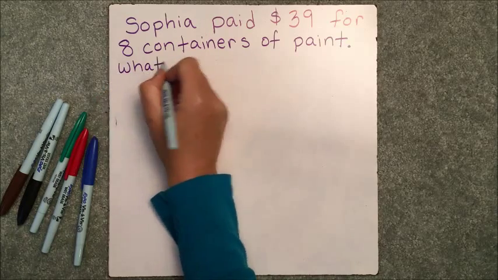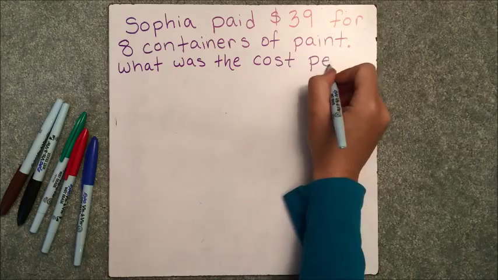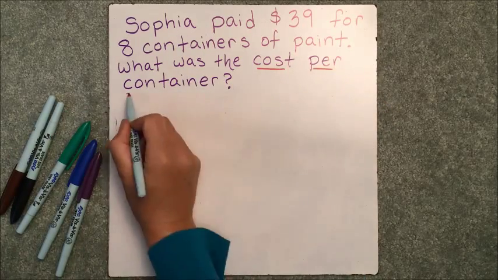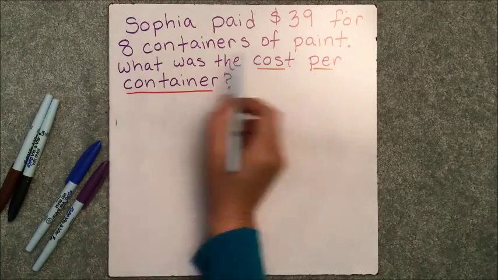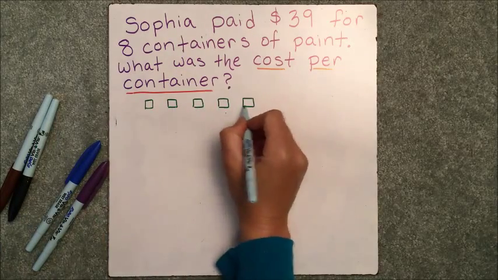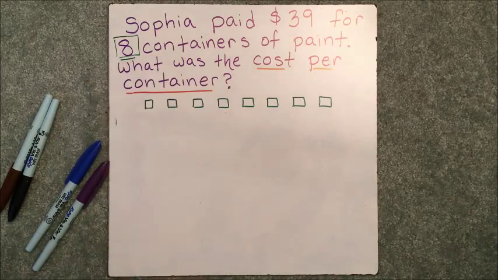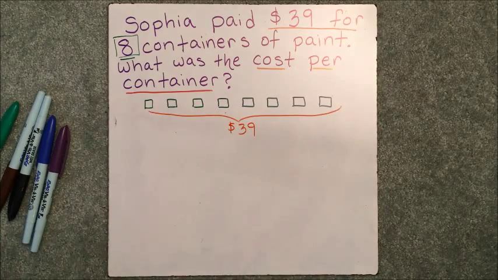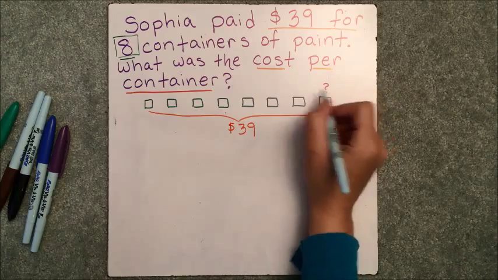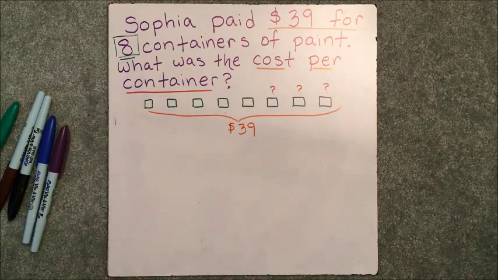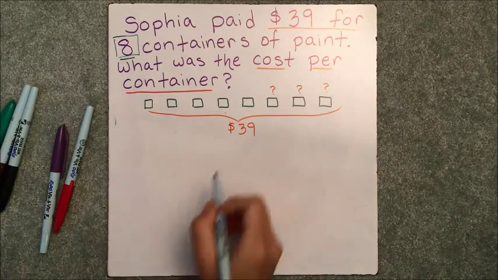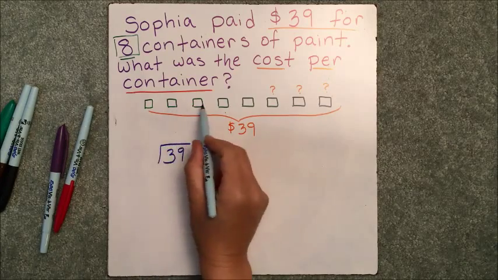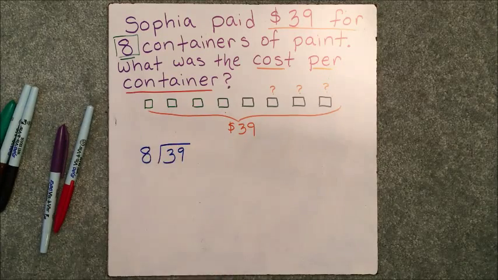Well, we're going to find out what is the cost per container for each one. So our question, again, underlining it is always a good idea, and drawing and making diagrams is really helpful. So we have our 8 containers, and all of them will cost $39, and we want to know what is the price for each one. So our problem setup will be 39 divided by the 8 containers, and that will give us the price for each one.